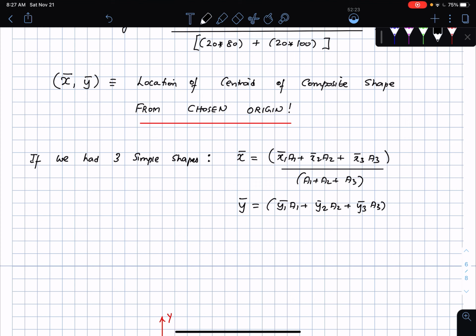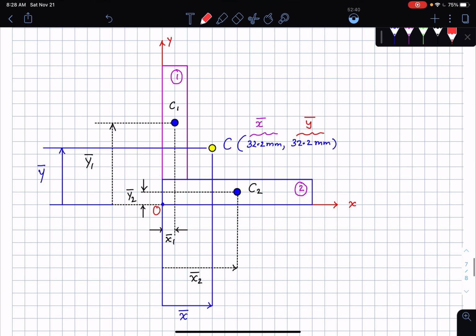I typically want to write this out because sometimes I get a question, what if you have more than 2 shapes? Then I just say, add one more term. No big deal. So this is if I had 3 simple shapes and so on. And once I obtain the answers by substitution, I just mark the centroid of the entire composite shape this way.